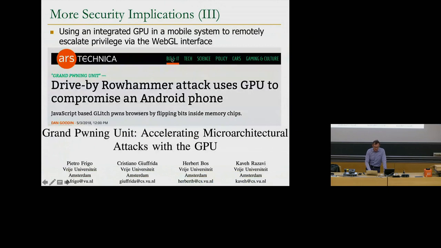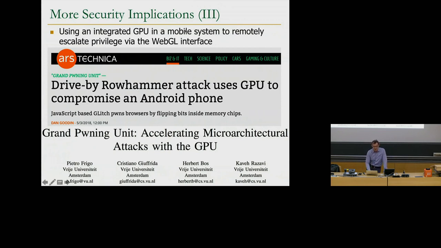So later, similar folks actually showed that you could accelerate these attacks with the GPU. So you know about GPUs now. GPUs are able to generate a lot of memory accesses at the same time, right? And these folks figured out that you could actually do this via a GPU, because a GPU is able to hammer memory much faster than a CPU. And that's how you can accelerate. And they actually built a very interesting attack.